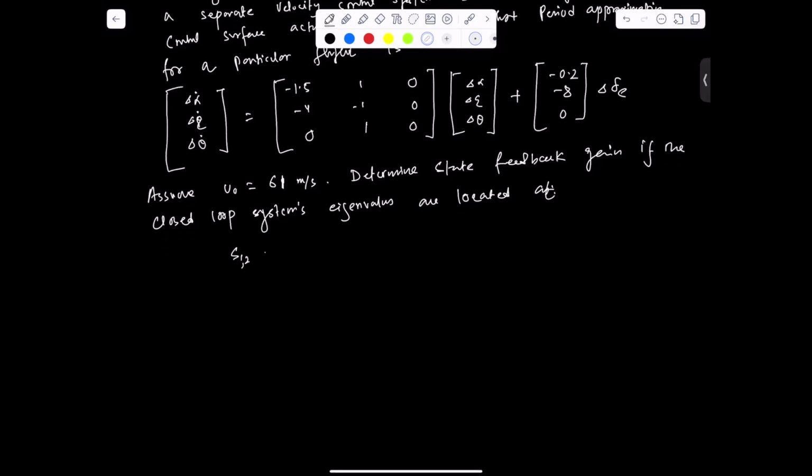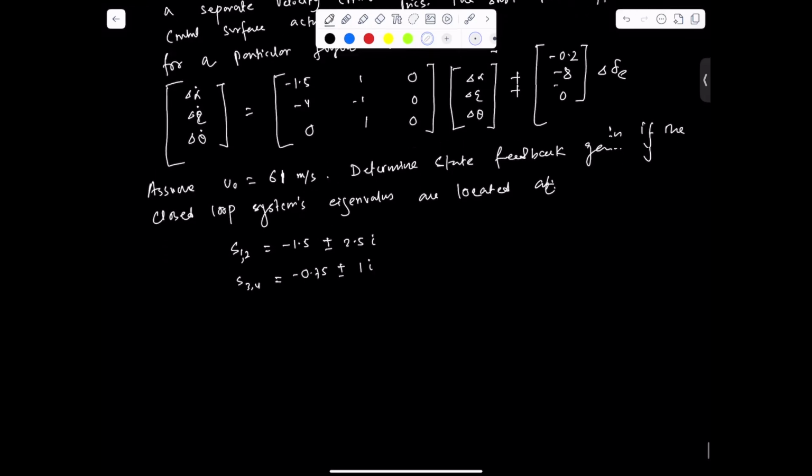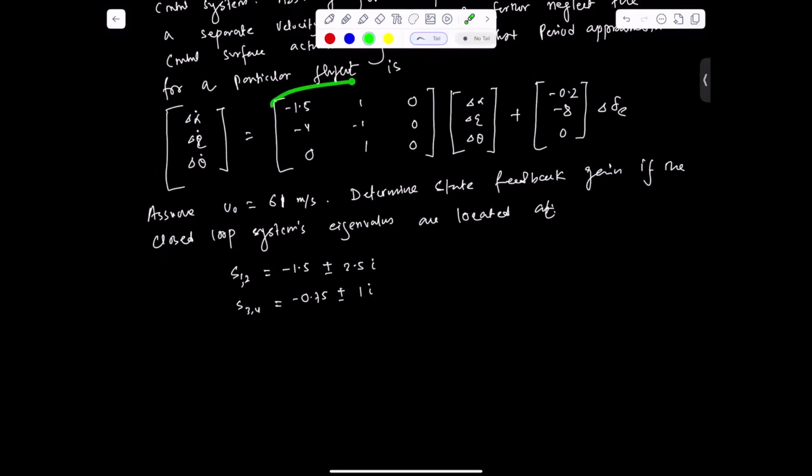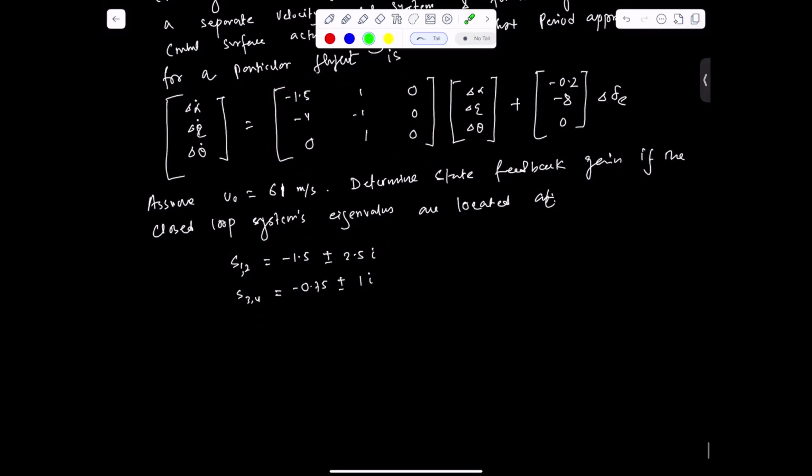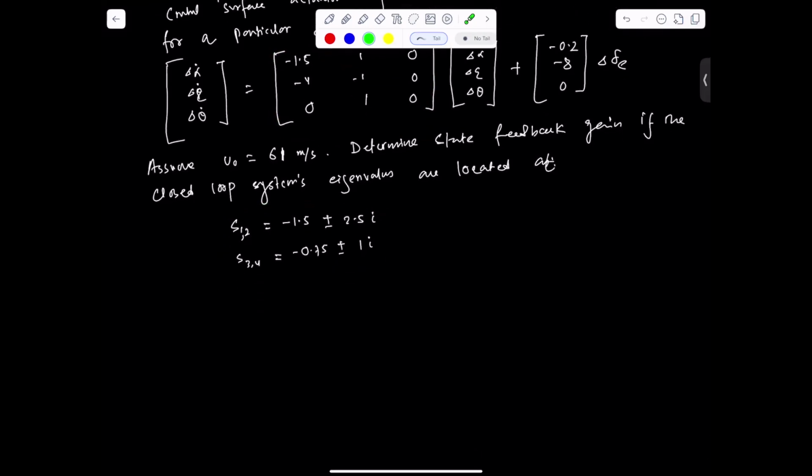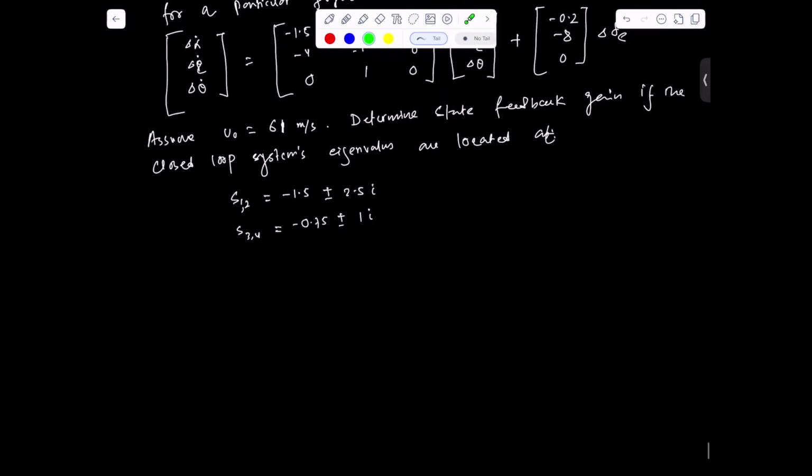s1,2 equal to minus 1.5 plus minus 2.5i, and s3,4 equal to minus 0.75 plus minus 1i. So if you notice here carefully, the order of the system matrix is 3 cross 3, but 4 desired poles are given. So we have to bring the system into 4-dimensional space. So let's start the problem solution.